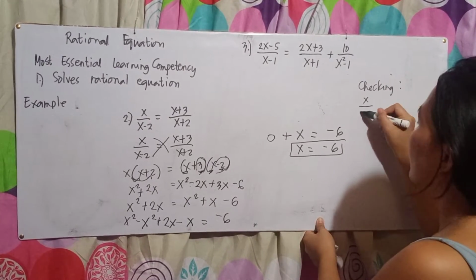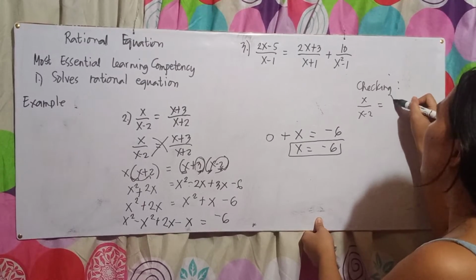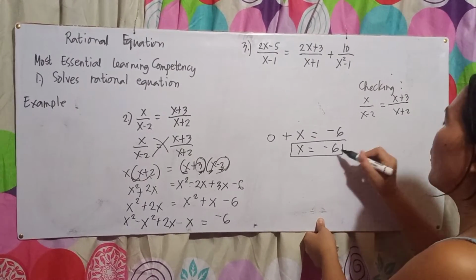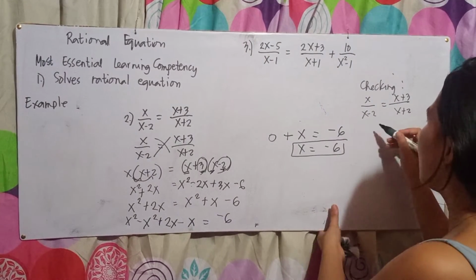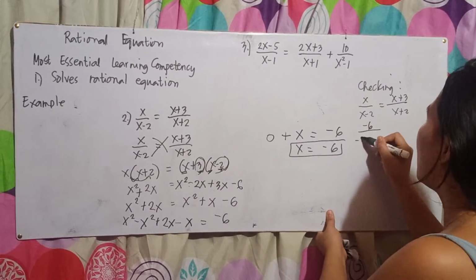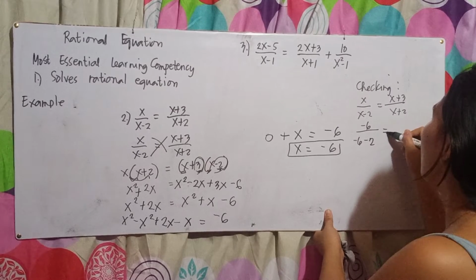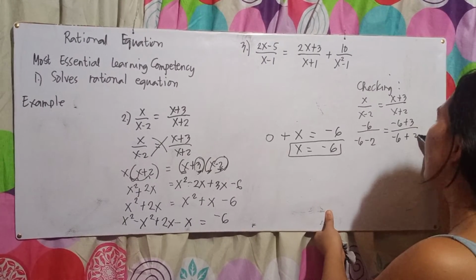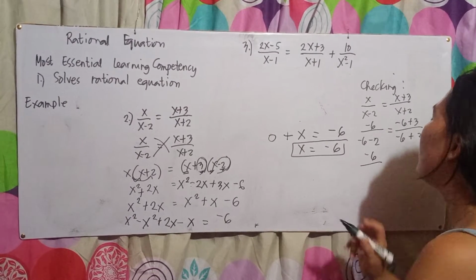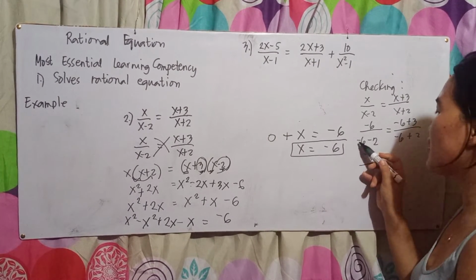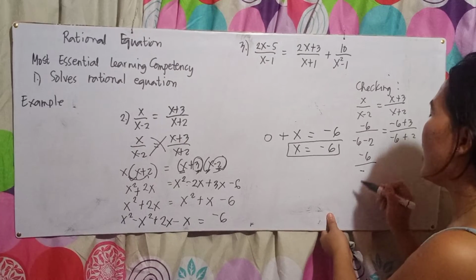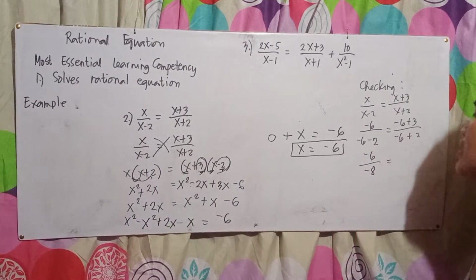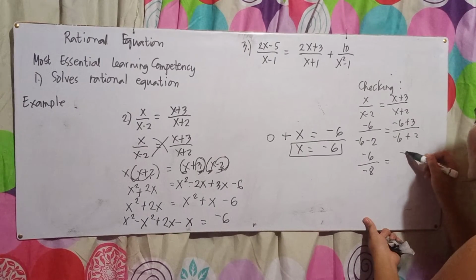So, x over x minus 2 equals x plus 3 over x plus 2. So, ang value sa variable x is negative 6. So, negative 6 over negative 6 minus 2. Negative 6 plus 3 over negative 6 plus 2. So, negative 6 over negative 6 minus 2. So, same sila og sign. Ma-add sila. Copy ang sign. Negative 8. So, negative 6 plus 3 is negative 3.